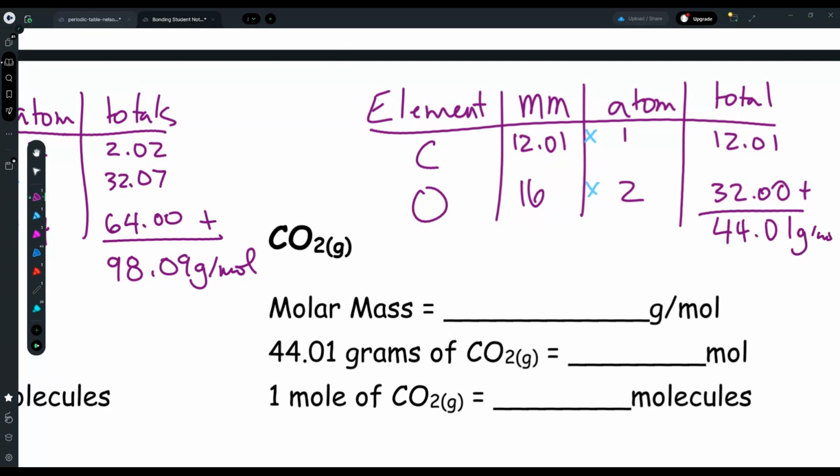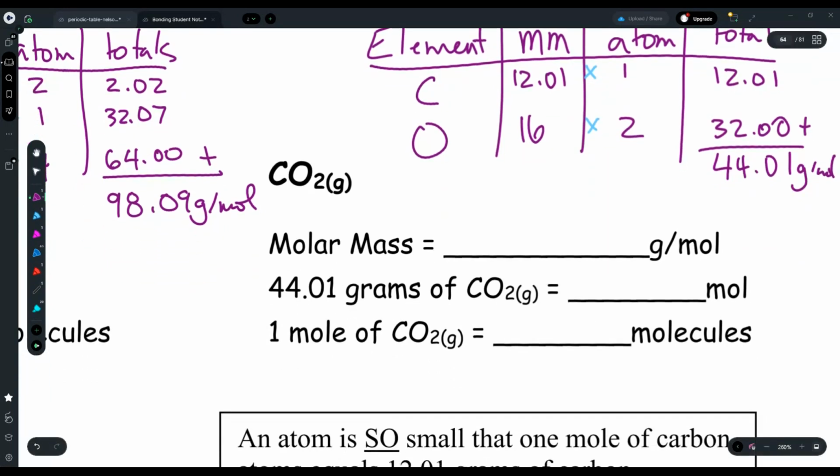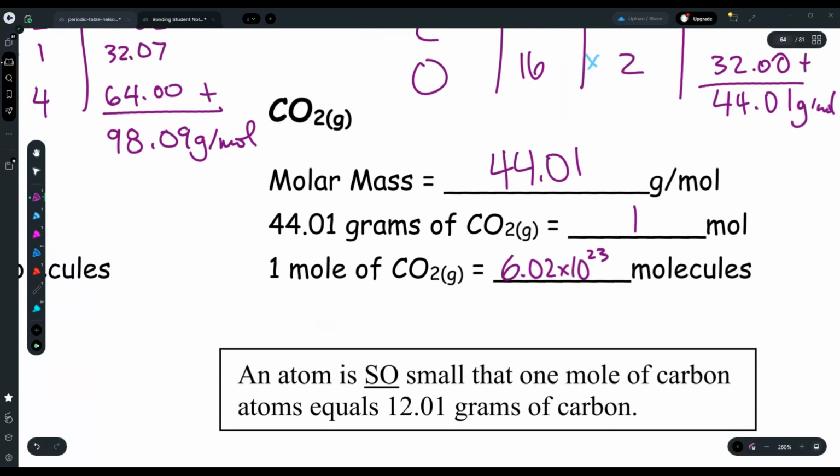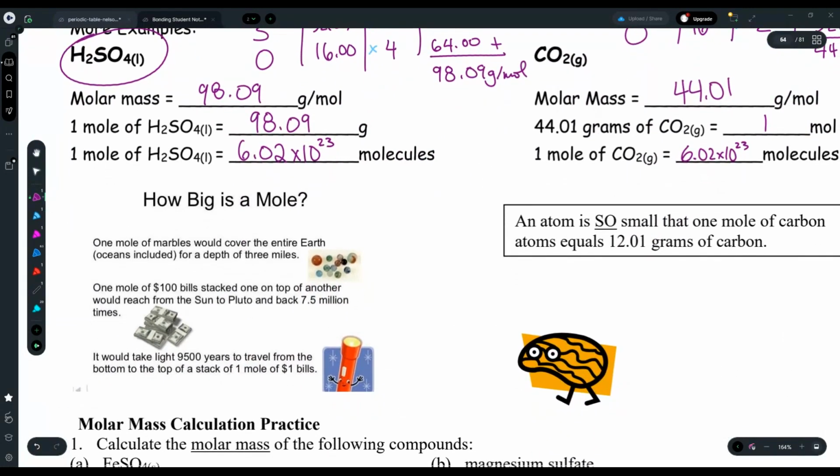And adding those up, we're going to get 44.01 grams per mole. So the molar mass of carbon dioxide, that's what we just figured out, 44.01 grams per mole. And 44.01 grams of carbon dioxide is going to be equivalent to 1 mole. And 1 mole of carbon dioxide is going to contain 6.02 times 10 to the power of 23 molecules. Okay.